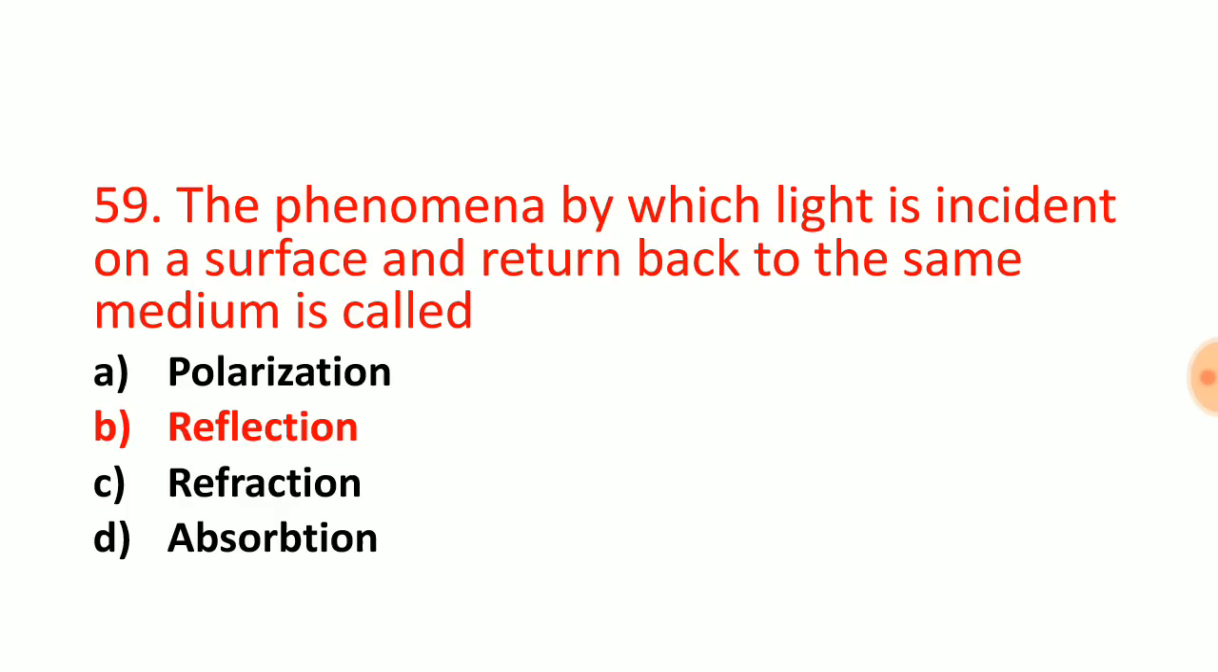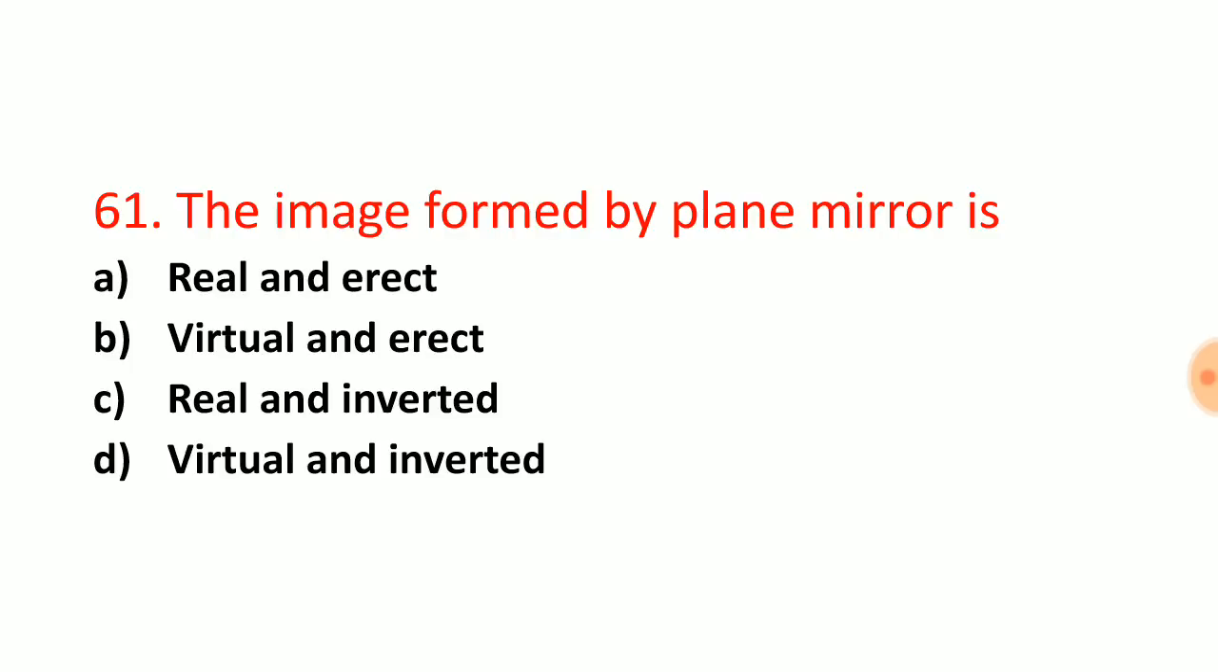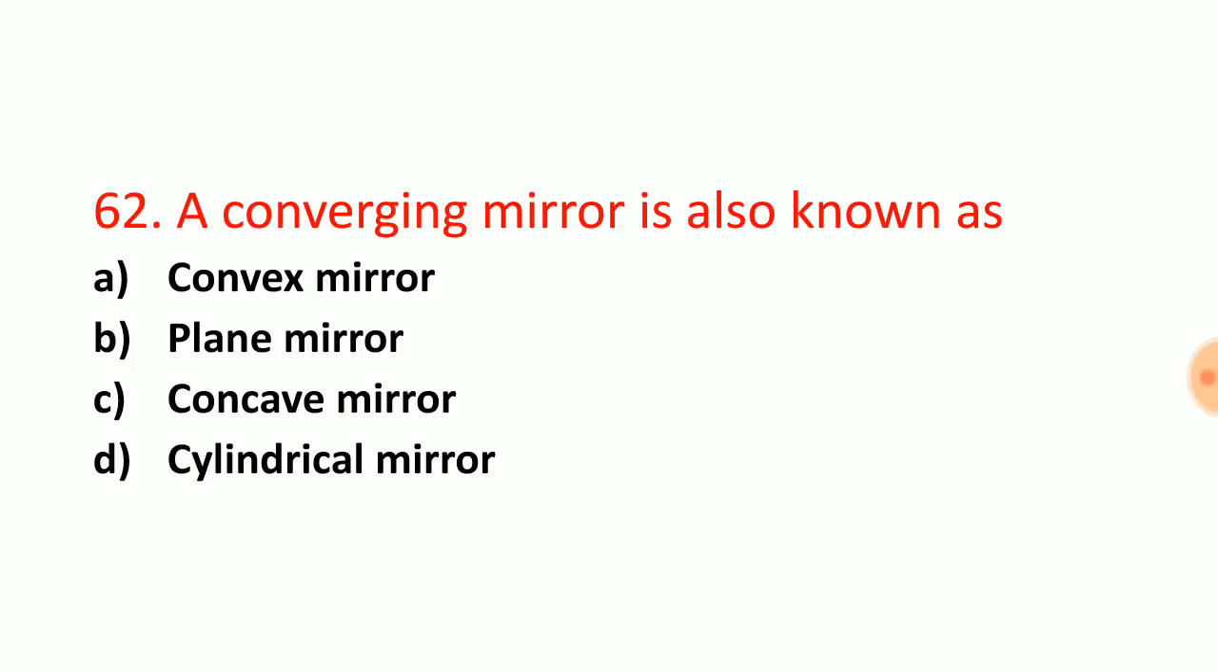Question number 60, I'm sorry, 60 is not there. 61. The image formed by a plane mirror is always virtual and erect. Question number 62. A converging mirror is also known as a concave mirror.